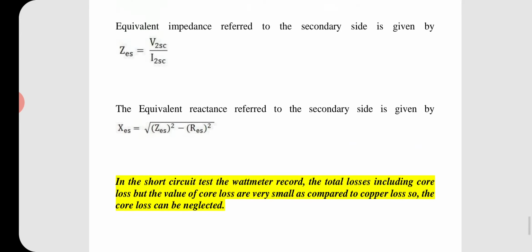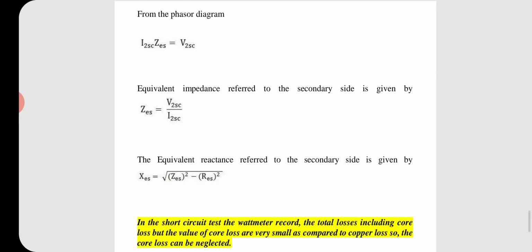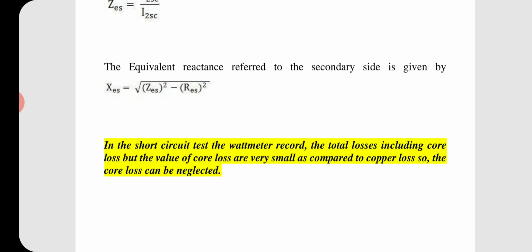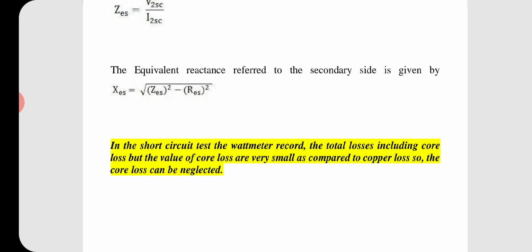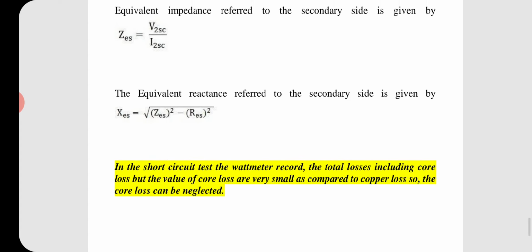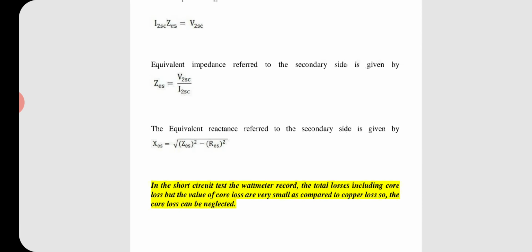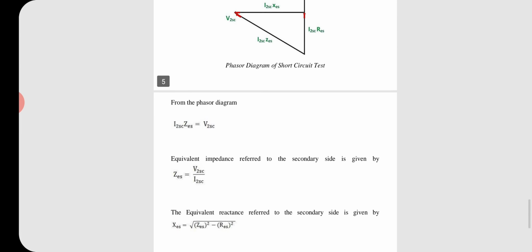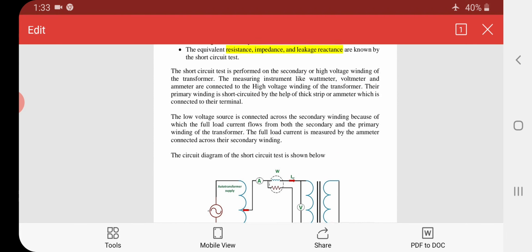Now what's happening in this short circuit test is that the value of flux which is set up in the core is very small, so the iron losses are very small in magnitude as compared to the open circuit test. So in this short circuit test we are determining the copper losses, and in the open circuit test we are determining the iron losses. When all these losses are determined, we can calculate the efficiency of the transformer. So this is all about these two tests, open circuit and short circuit test.